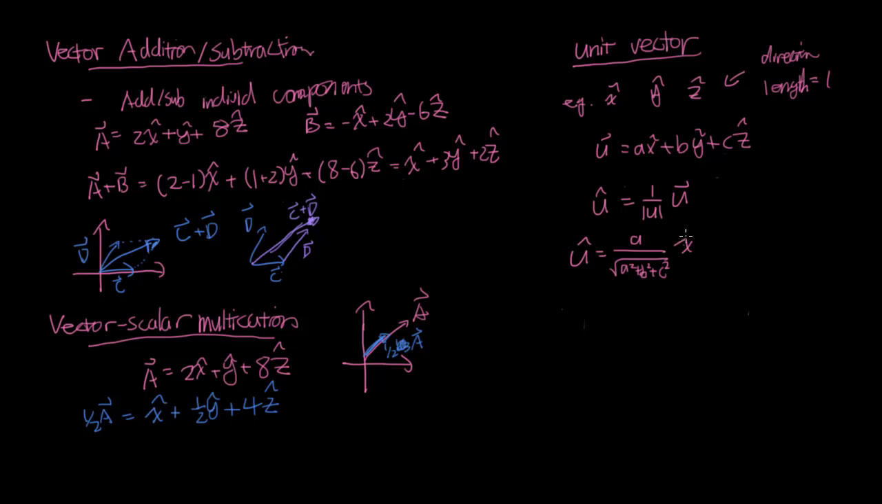So then the unit vector u hat, the unit vector version of u, would be equal to a over the square root of a squared plus b squared plus c squared x hat. And then same thing for the remaining components. You just multiply it by the length of u.